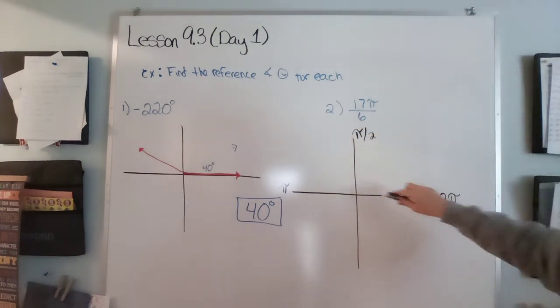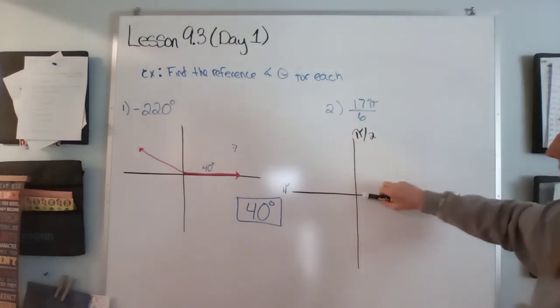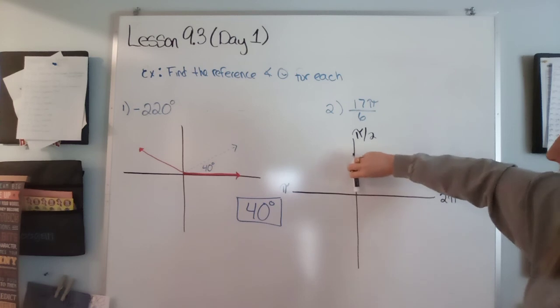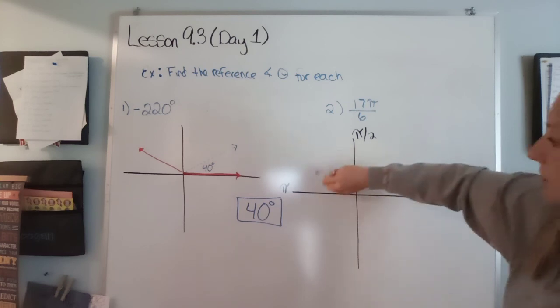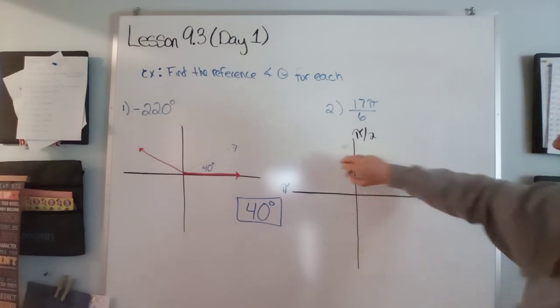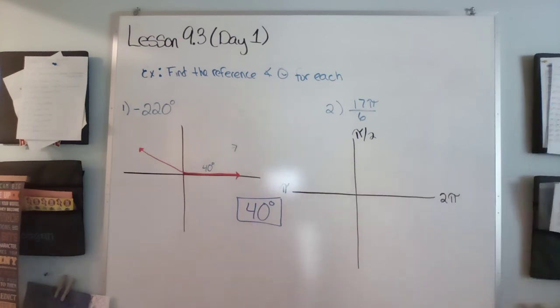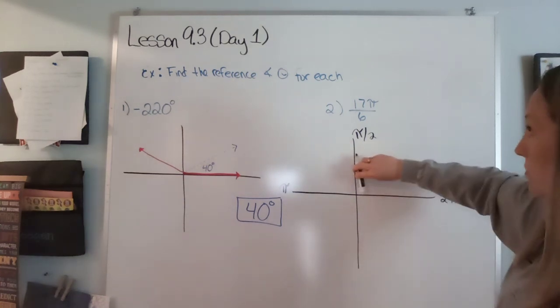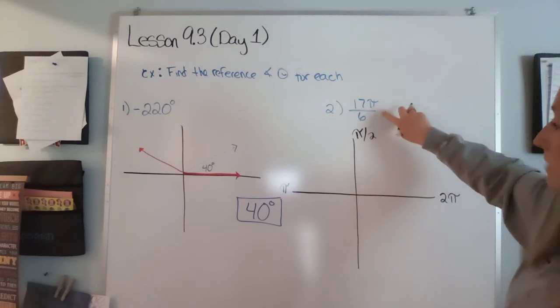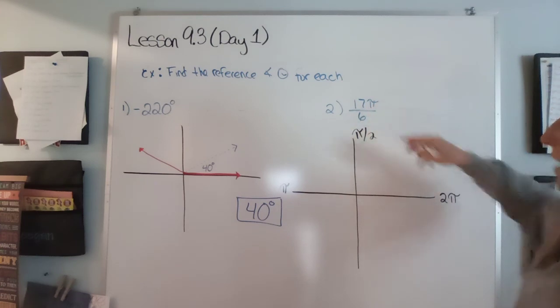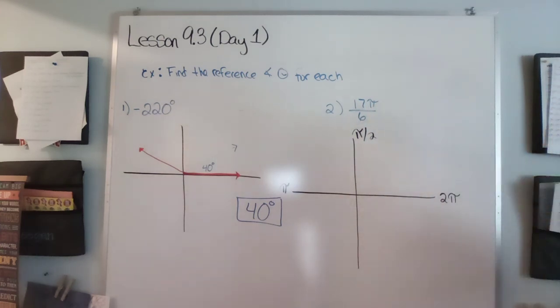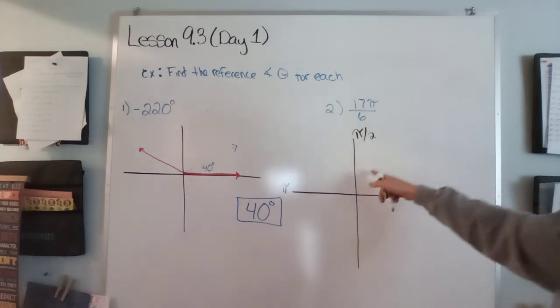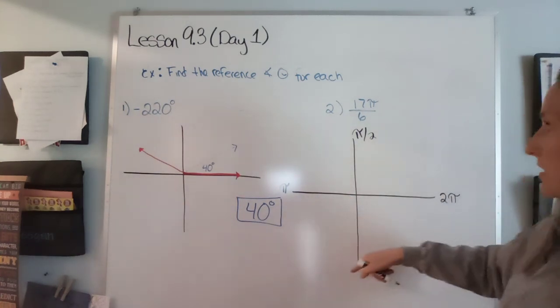Okay, so if I rotate 90 degrees, that's the same thing as rotating pi over 2 radians. If I rotate 180 degrees, that's the same thing as rotating pi radians. Okay, so that's important to know. So let's think about if I was to rotate 90 degrees, that's pi over 2. Okay, but this is 17 pi over 6. So what I like to do is I try to get it to be as close to either pi over 2 or pi as I possibly can.